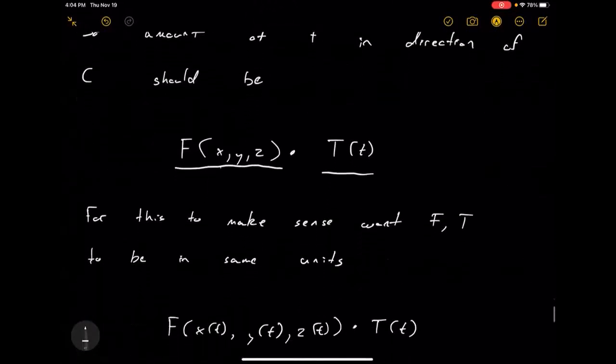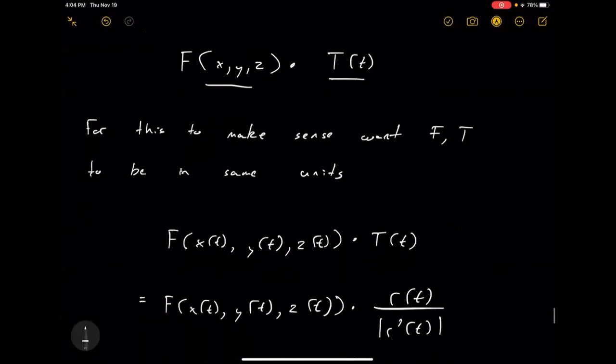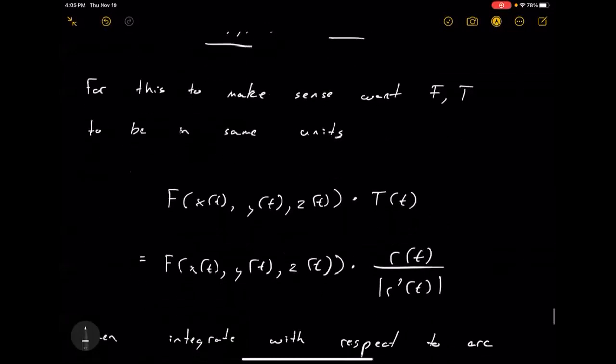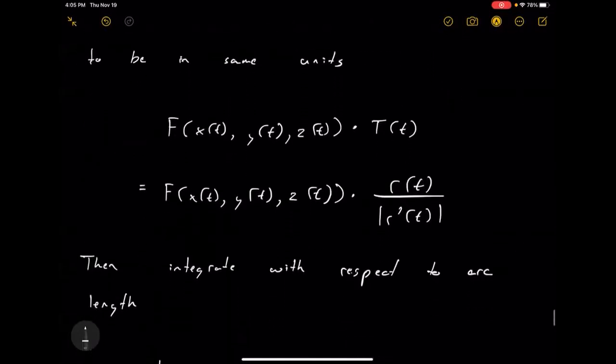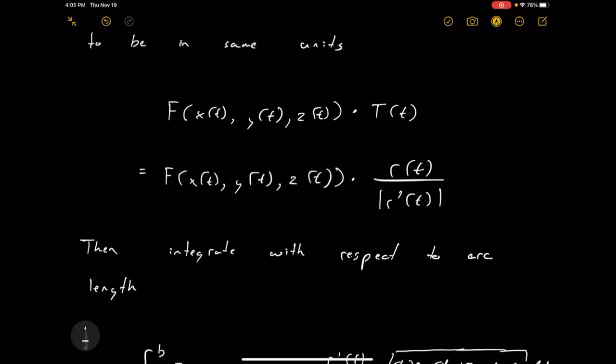But for this to make sense, we need this x, y, and z in the same terms. Since the tangent vector is in terms of t, we want to convert this into terms of t as well. That process is exactly what we've done before. We just replace our x, y, and z with the parameterization of our curve. So x becomes x of t, y becomes y of t, z becomes z of t. Now everything's in terms of t, and I can take a dot product. And remember, this unit tangent vector is the same as r prime of t over the magnitude of r prime of t.